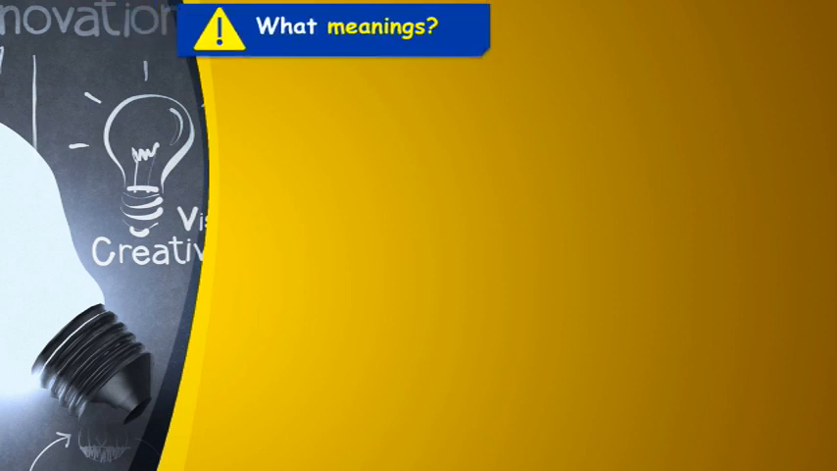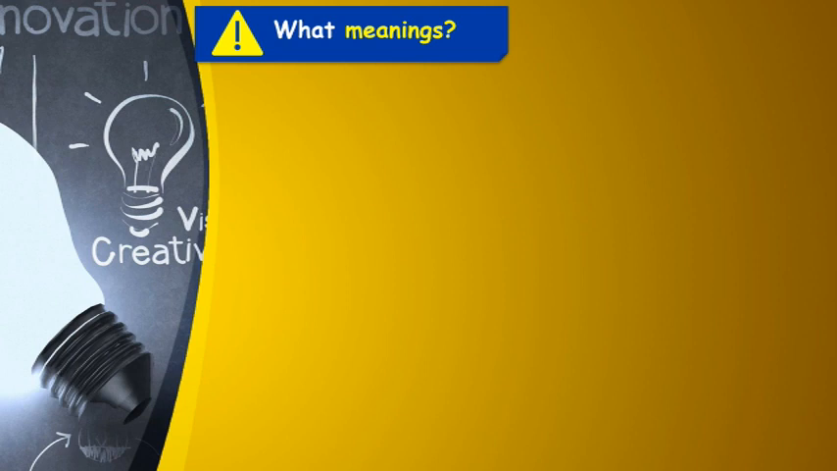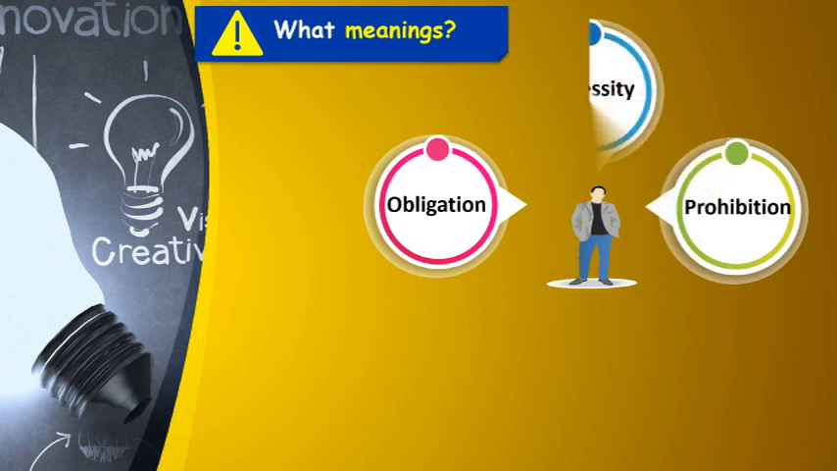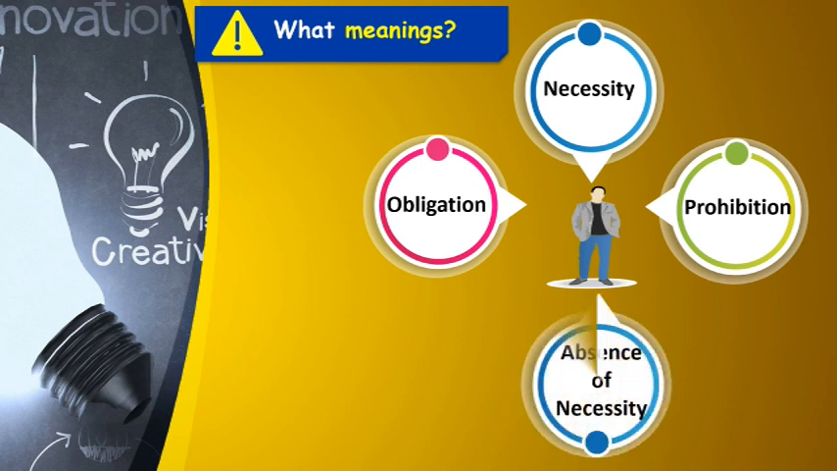Within the first part, we have seen modal verbs we use to express functions like request and permission. Today we will be focusing on four new functions or meanings. We shall see modal verbs we use for obligation, prohibition, necessity, and absence of necessity. We shall discover what these functions mean and the modal verbs we use to express them.